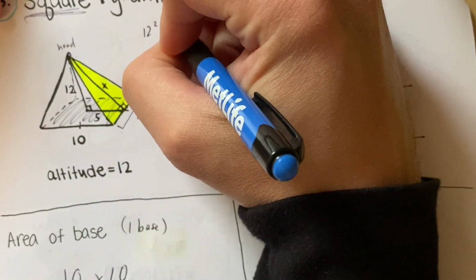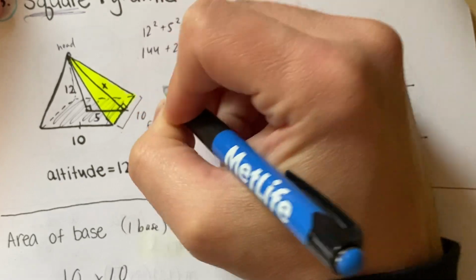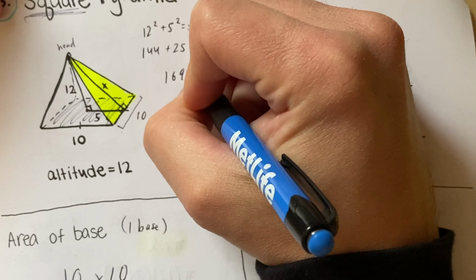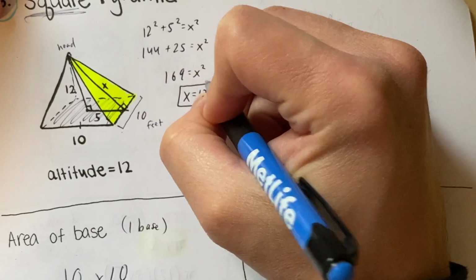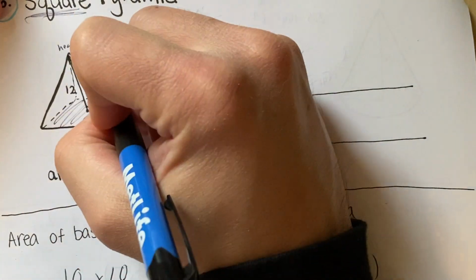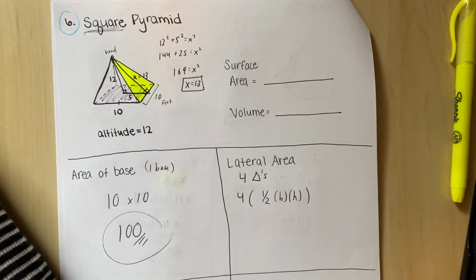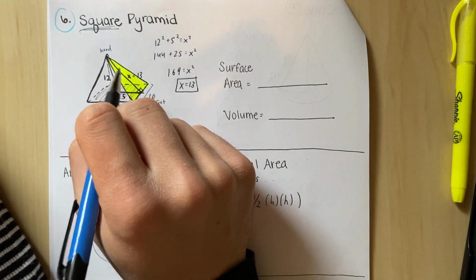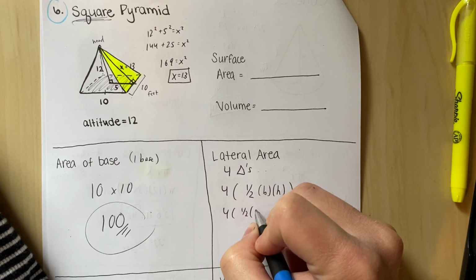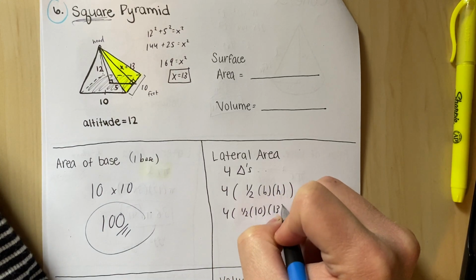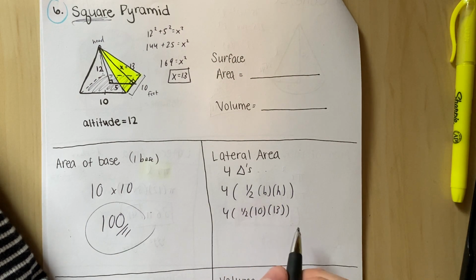So that's 12 squared plus 5 squared equals x squared. That's 144 plus 25 equals x squared. That's 169 equals x squared. And again, I didn't even have to do this because I know x is going to be 13 because it's a 5, 12, 13 triangle. Okay? And if I find that that slant height's 13, remember that's the height of the side triangle here, then I could fill in this information. Half times the base was 10, the height was 13. Again, this is of the triangles, not of the pyramid. So then I can multiply this out.